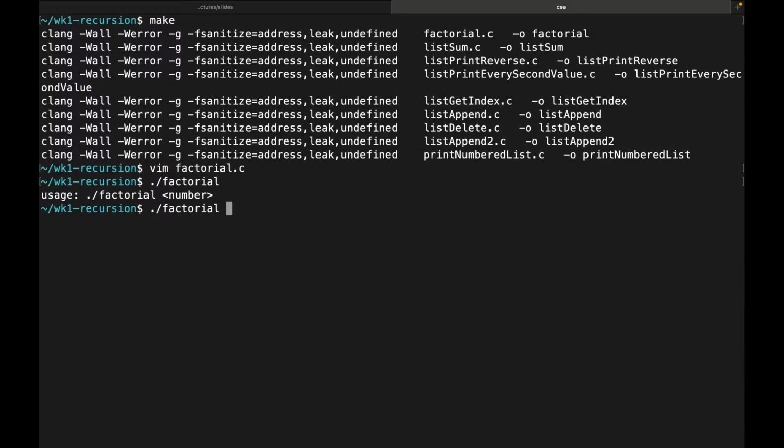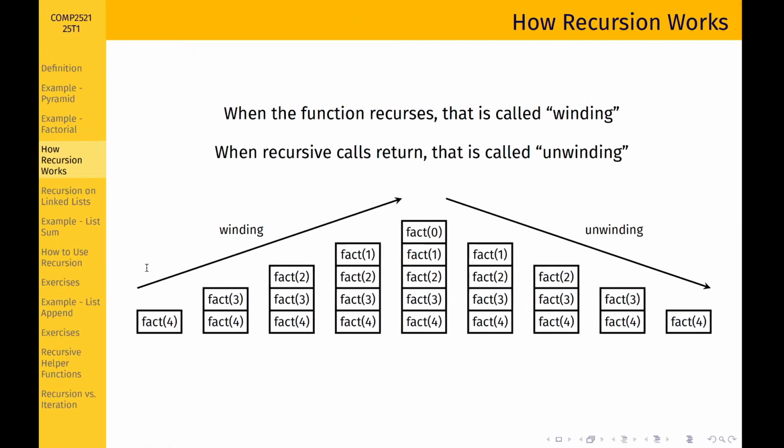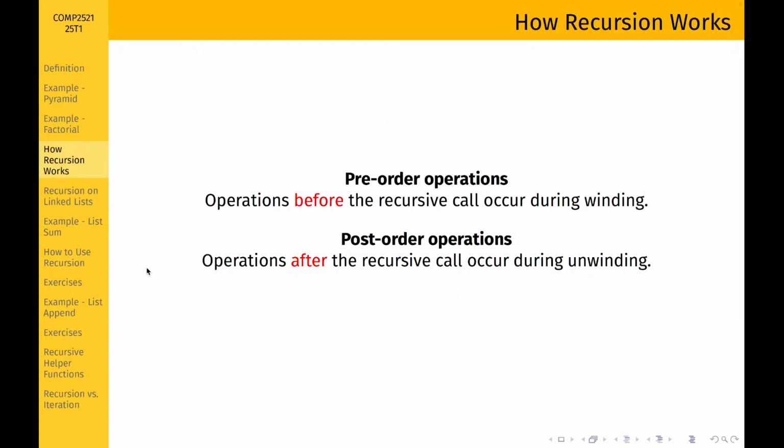We've got to enter a number, so I'll just enter 4 here. We can see that the print statements I put before the recursive call happen in order of the function calls: factorial 4 entered, factorial 3 entered, factorial 2 entered, and so on. And the print statements that I put after the recursive call happen in reverse order: factorial 0 returning, factorial 1 returning, factorial 2 returning, and so on. Cool. So that's how recursion works, and we'll go through a bunch more examples.